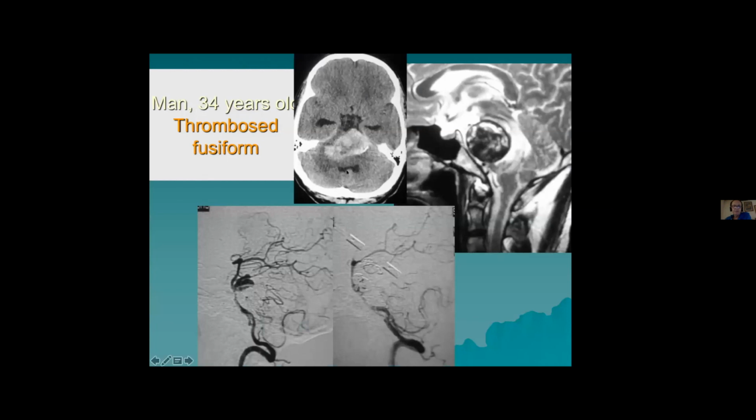Another case, a giant basilar aneurysm, was treated three times by coiling, and every time the neck of the aneurysm regrew. Finally, I decided in the third session to put coiling and close the artery, the basilar artery, at this point.